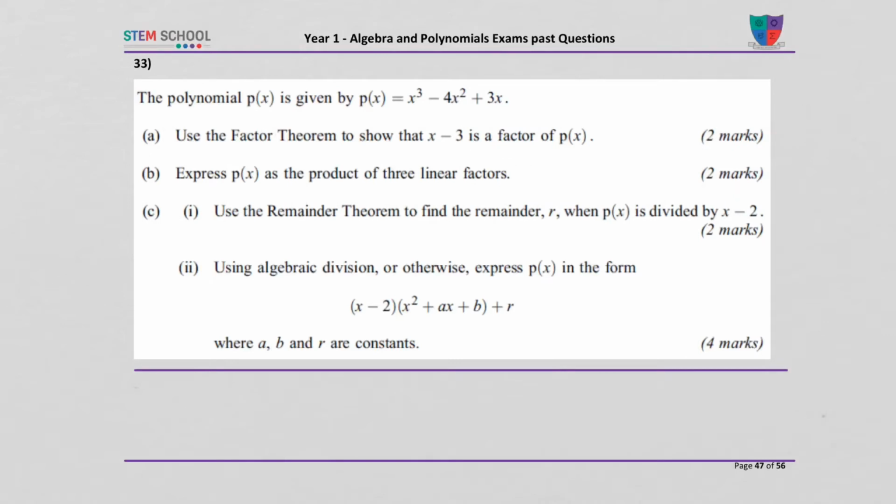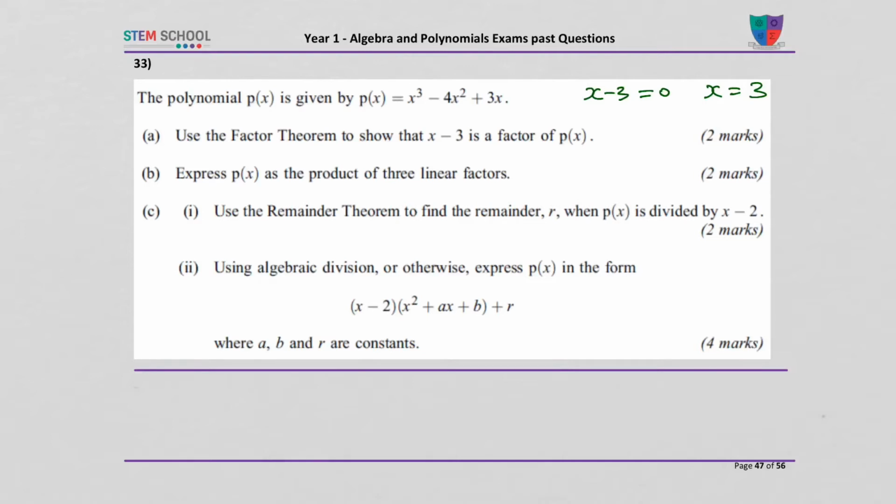Question 33. The polynomial p of x is given by p of x equals x cubed minus 4x squared plus 3. Use the factor theorem to show that x minus 3 is a factor of p of x. For x minus 3 to be a factor, we set that to 0 and x equals 3.